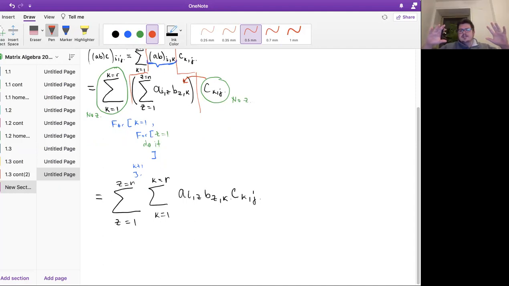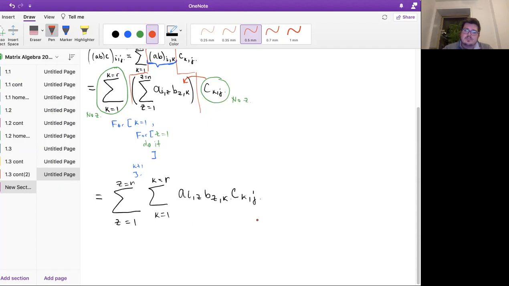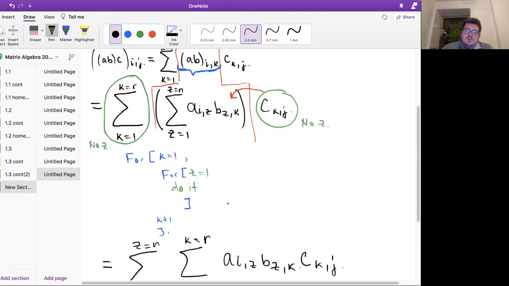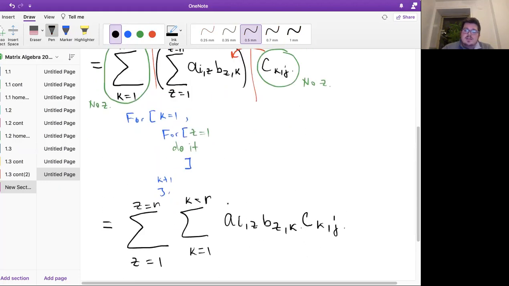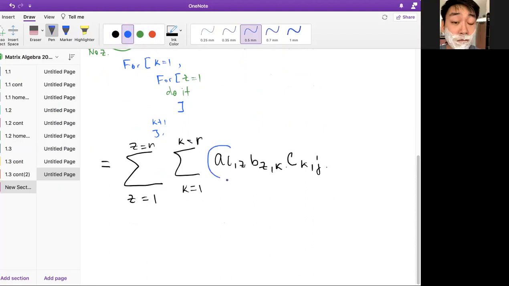Right? This is this whole distributive property going on. And then I have this associativity where I can rearrange the order in which I do this. So now we've constructed a double sum that now I can group things a bit differently. So let's think about this term here, A_IZ.